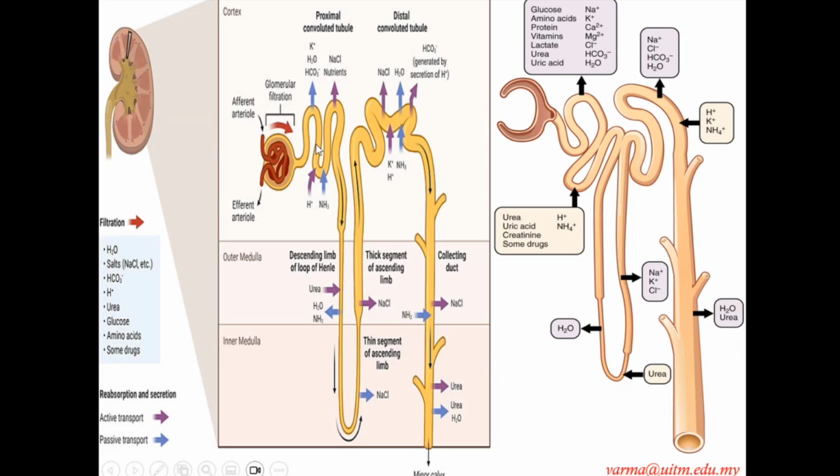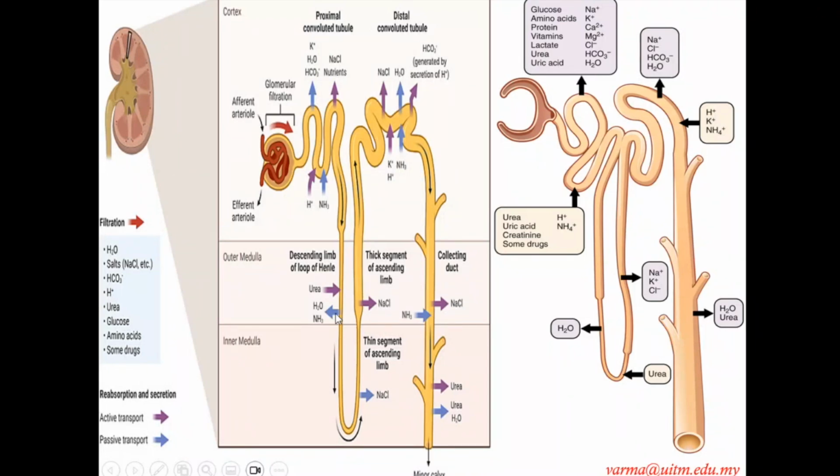And most of the time there are secretion and reabsorption. What is being secreted in the PCT is your hydrogen ion, buffered by your ammonium and your phosphate. And what is being reabsorbed is your sodium, chloride, potassium, water, bicarbonate, and most of the nutrients.